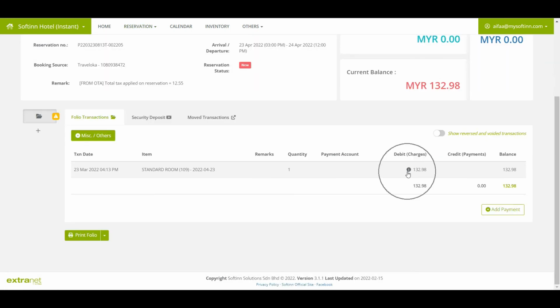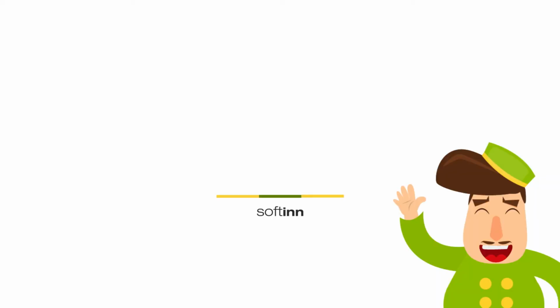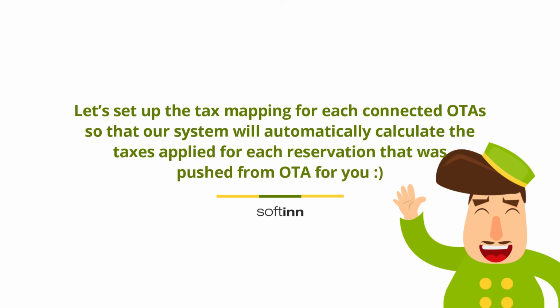On the guest folio, hover your mouse to the tooltips icon, and you shall see the room charges and its tax breakdown. You may always compare the booking amount in PMS with the booking email that you received from Traveloka. Let's set up the tax mapping for each connected OTA, so that our system will automatically calculate the taxes applied for each reservation that was pushed from OTA for you.